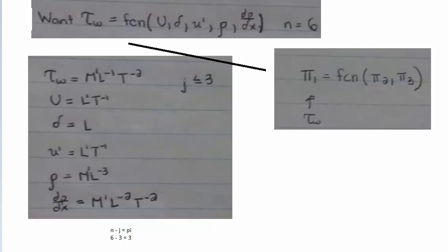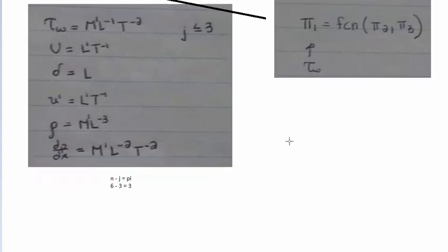So the next thing we need to do is choose our repeated grouping. And our repeated grouping is always going to have j number of variables, so 3 here. So how do you choose your repeated grouping? Well, your repeated grouping must not form a pi group among itself.